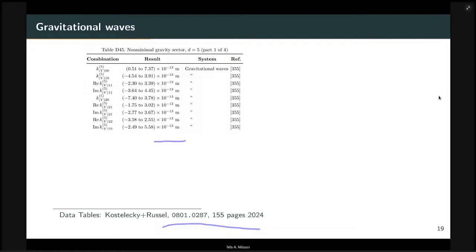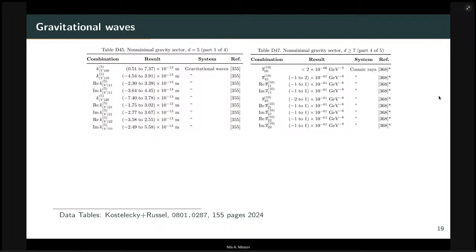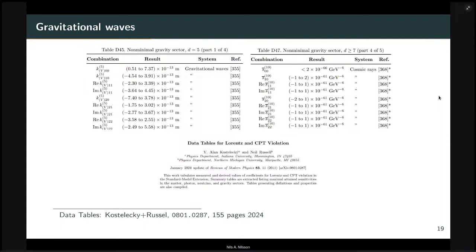And for example, in the solar system, using solar system tests, we know that GR holds to 1 part in 100 million. On the other hand, from cosmic rays, you can find that the best constraint is on the order of 10 to the minus 66 GeV to the minus something. Yeah, this is just a different coefficient. But the result is the same. Local Lorentz symmetry, as far as we know, is a very exact symmetry.